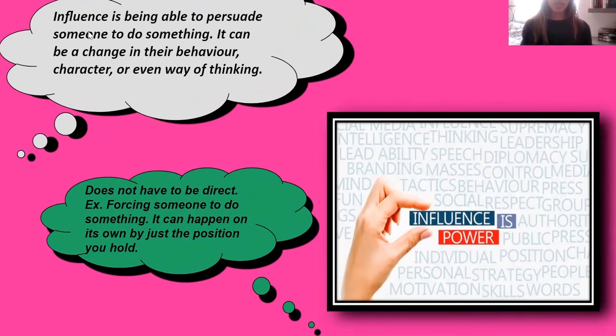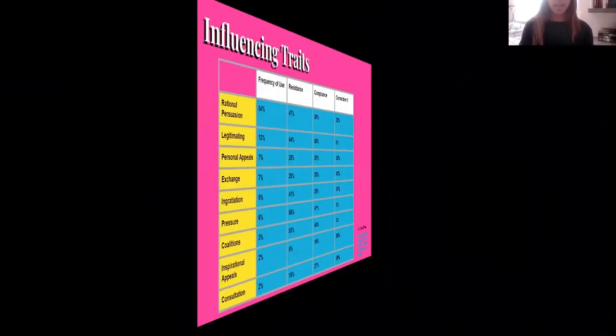So the definition of influence is being able to persuade someone to do something. It can be a change in their behavior, character, or even a way of thinking. It doesn't have to be direct, so it's not like you physically force someone to do something. It's more indirect. Let's say you hold a position over somebody as a manager, and that influences them to do something you tell them to do. That would be an influencing trait as well, which I'm going to talk about in the next slide.